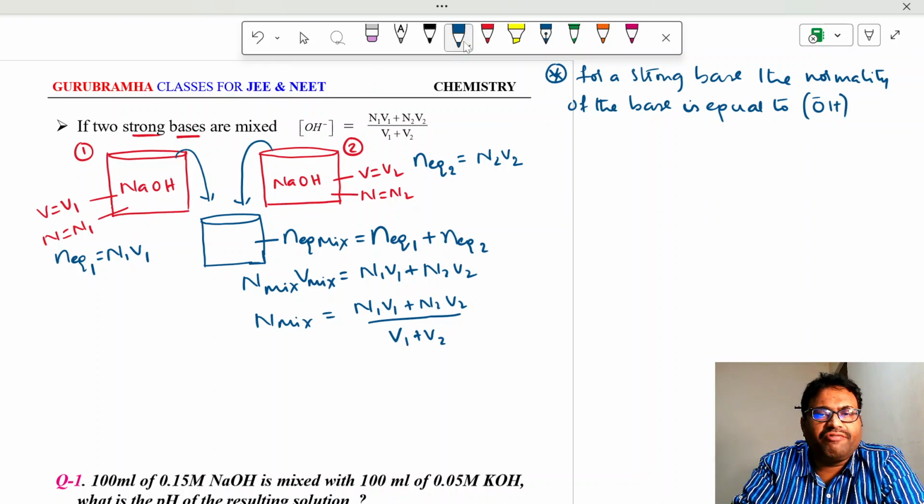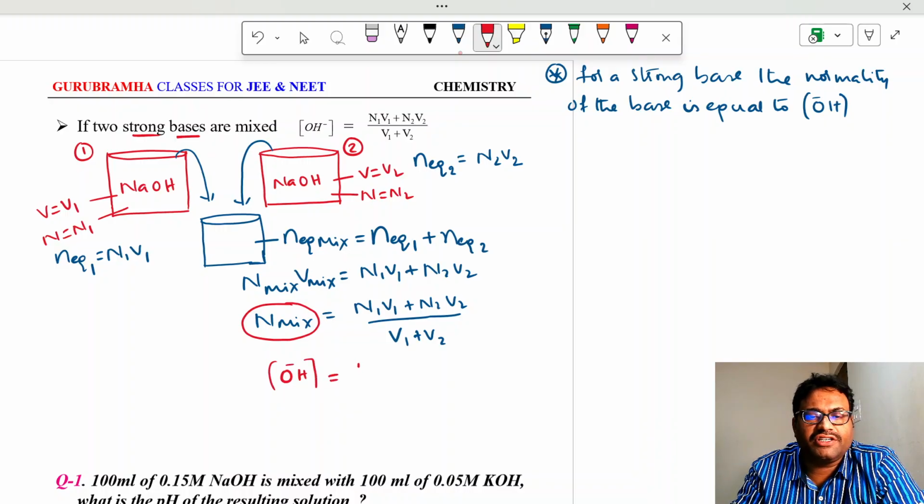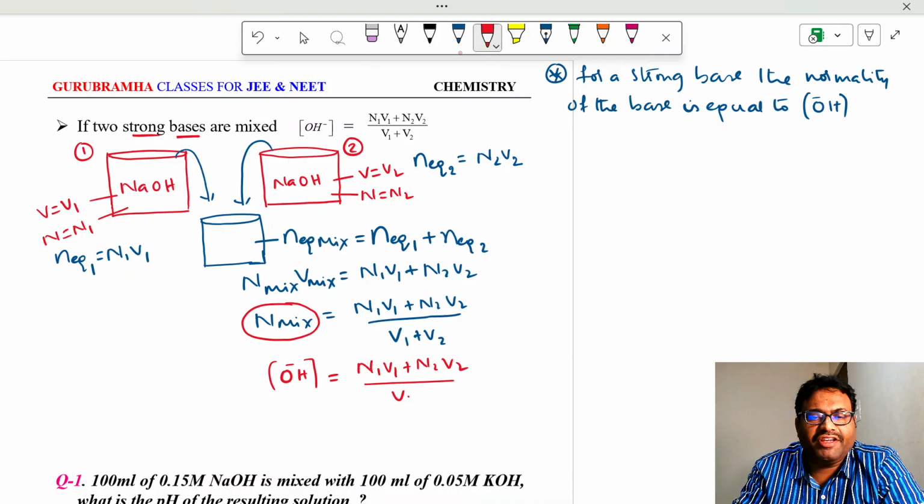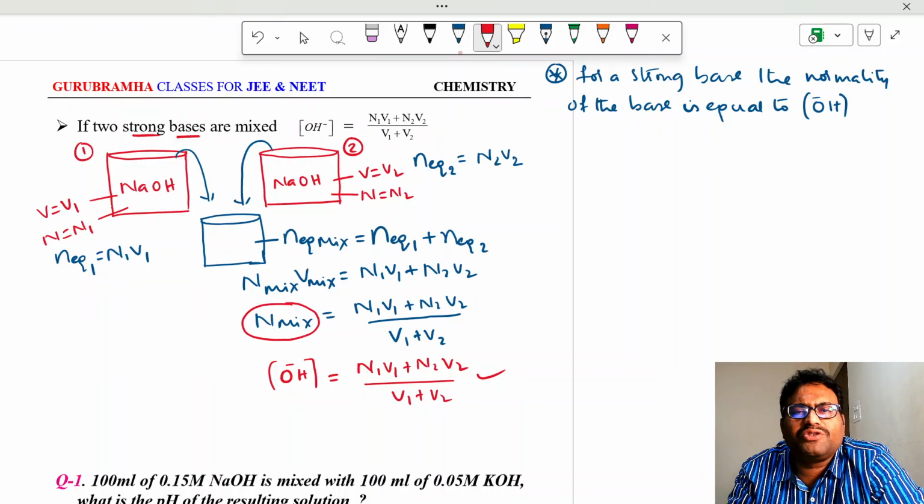So what are you finding here? You are finding the normality of the strong bases. Both are strong, so directly I can write it as OH minus concentration is equal to the formula N1 V1 plus N2 V2 by V1 plus V2. Understood? Why are we taking OH minus? Because these two are bases. On dissolving in water, they release OH minus.